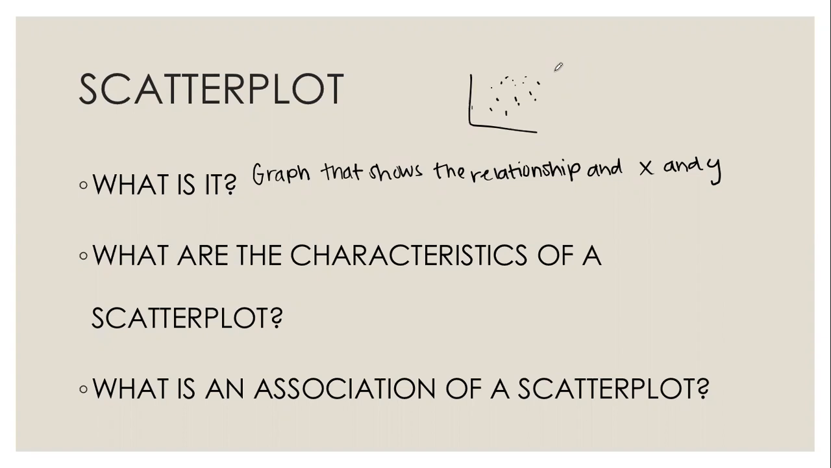So we're gonna look at, is it a positive relationship? Is it a negative relationship? Is the data strong? Is the data weak? Okay, and we're going to talk about what the association is of a scatter plot. But what does the word association mean? Association means the relationship between X and Y. So the relationship between two variables.